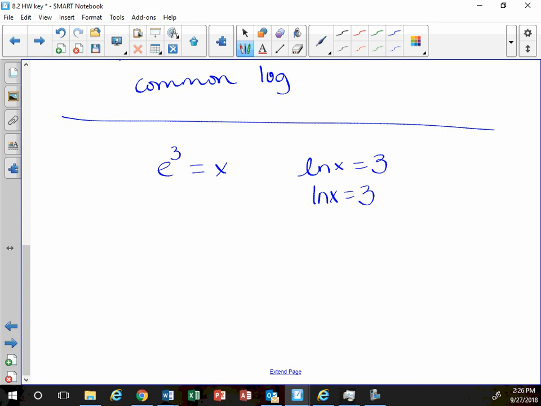No. The base for ln is e. The base for log is 10. You don't ever write it there, but it's like that. Oh, so it's like the 10 of the logs.